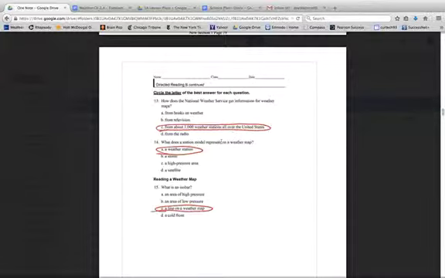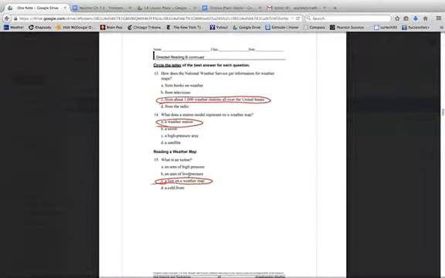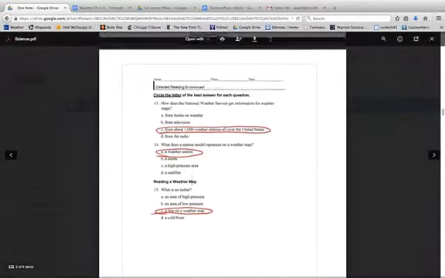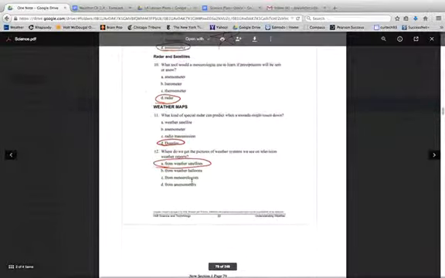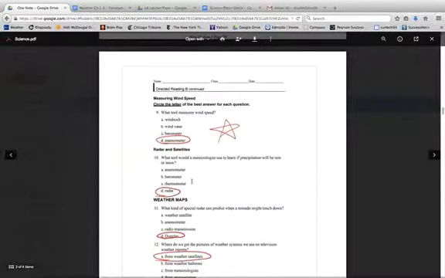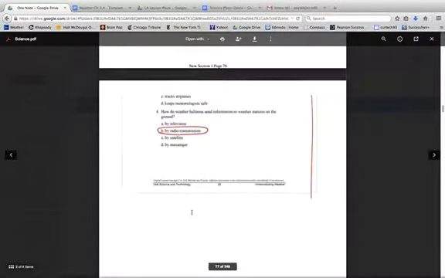Fourteen, what does a station model represent on a weather map? It represents the weather station. Fifteen, what is an isobar? That's a line on a weather map. That's it. All right, so those are the correct answers for directed reading B on forecasting the weather. Hope you got 100%.